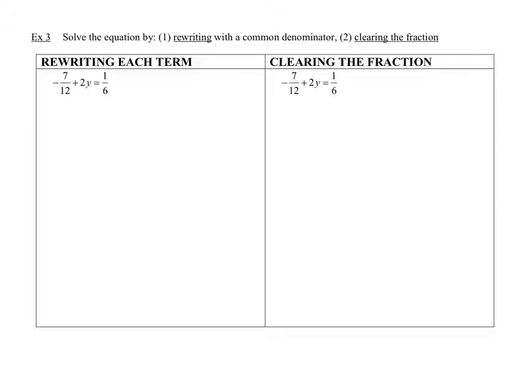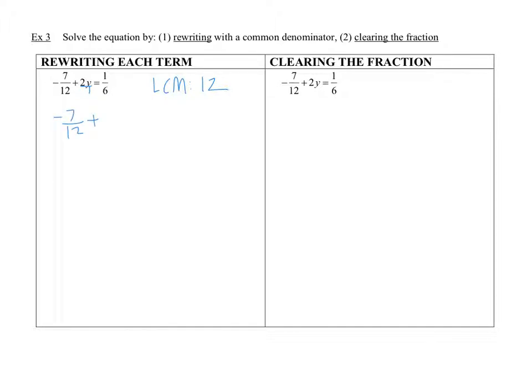Looking at this equation, we have -7/12 plus 2y equals 1/6. Let's go ahead and identify the LCM. Looking at the denominators here, I have 12, 1, and 6. The least common multiple, or smallest number that each of those numbers goes into, is 12. And so from here, I'm going to go ahead and rewrite each term with a denominator of 12. The first term stays as is. It has that denominator of 12.